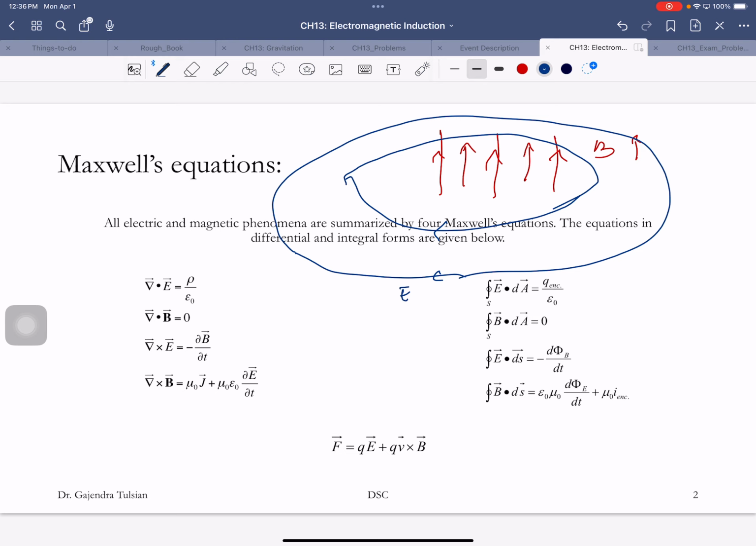So time varying magnetic fields are producing electric fields. And there's trillions of dollars invested in this. That's what we're going to study. Do you guys understand? Now we'll see how to change the magnetic field. Can you think of a way to change this magnetic field?